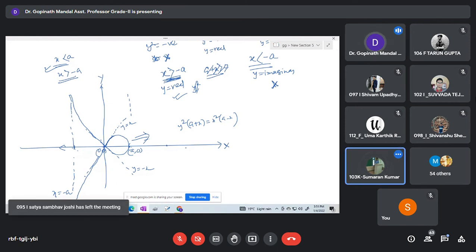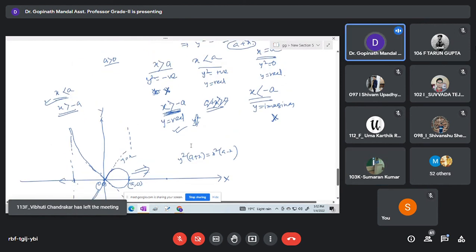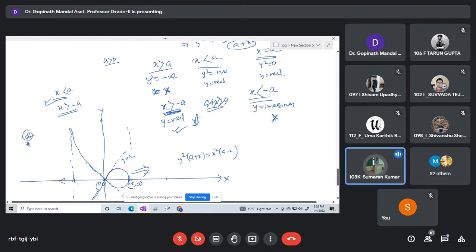Sir, I have a question. The value of x depends upon the value of a. When a is negative, then x becomes less than negative, right? If a is negative, then minus a is positive. Then how can we represent the value of x on the number line? It depends on the value of a in the question.